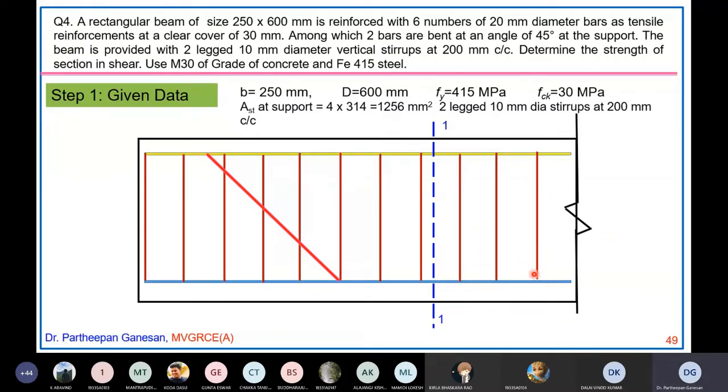Definitely there is some shear reinforcement. What type of shear reinforcement do you have? You have vertical stirrups: the 2-legged 10 mm diameter vertical stirrups. These are all vertical stirrups at 200 mm center to center. That is the shear reinforcement.